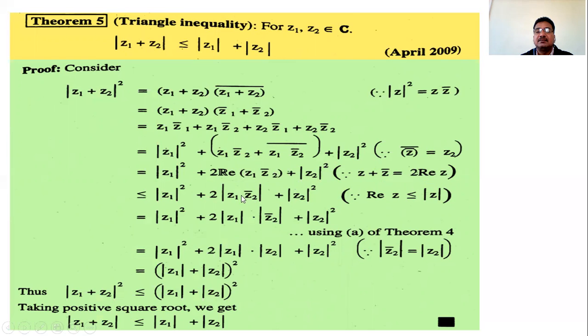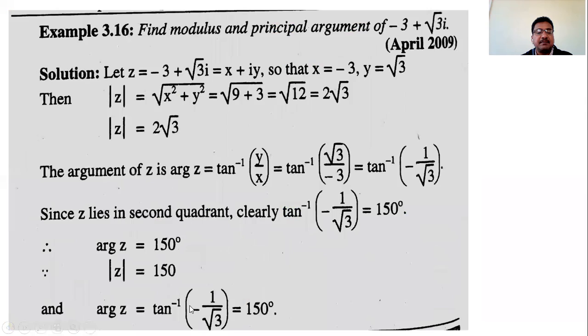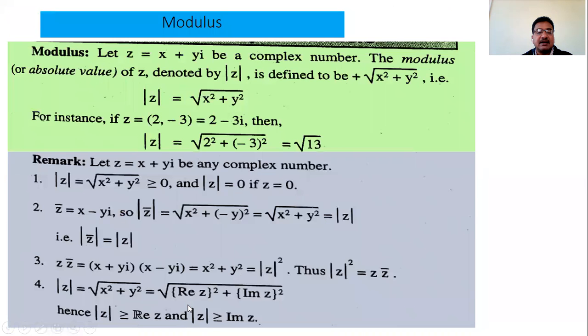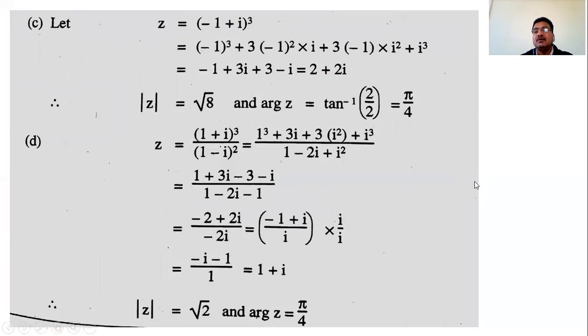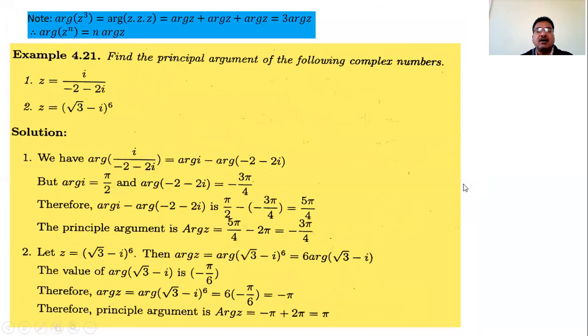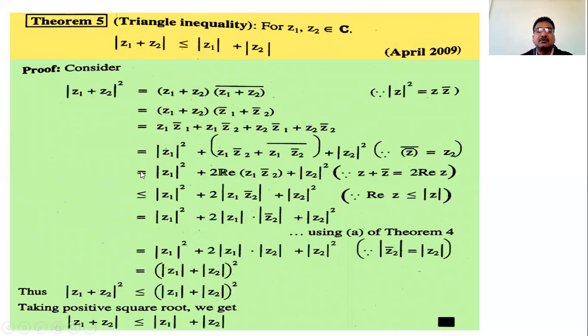So by using that remark, the real part of z is always less than or equal to mod z. We observe this: the real part of z is less than or equal to mod z, and the imaginary part is also less than or equal to mod z. So here we have the less than or equal to sign. Don't write the equal to sign, because the real part of z1 into z2 bar is replaced by mod z1 into z2 bar, and this is the relation. Suppose this is z, so what is the real part of z?